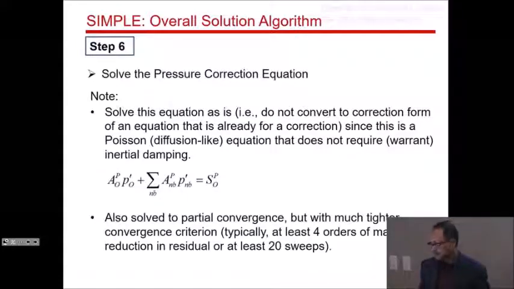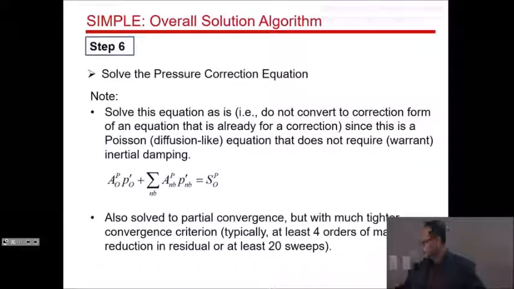All right? So instead of 2 to 3 orders, they would typically use 4 orders of magnitude reduction in residual. Or instead of 2 to 4 sweeps, they would use 20 sweeps, and so on. Okay? So tighter convergence. One thing you have to realize is that mass conservation is really at the heart of everything. To give you an example, if I have, let's say, an isothermal flow, okay? Let's say temperature the same everywhere.